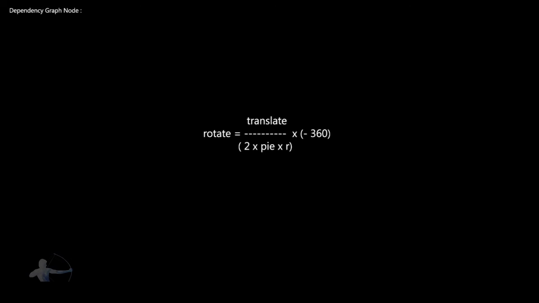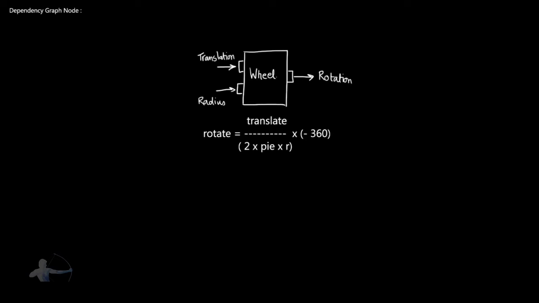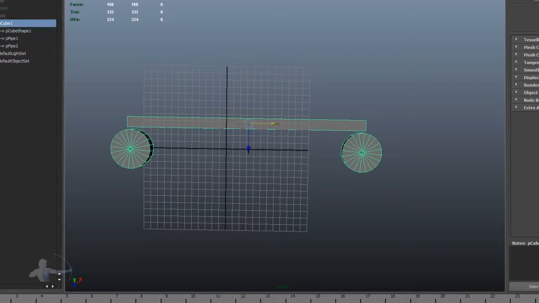So the way we are going to design our node is, we would take a node, there would be two inputs, translation and radius, and there would be an output which would be rotation. So this is how we are going to design our wheel node. So this is our basic structure. So let's get back to Maya and start writing the code.